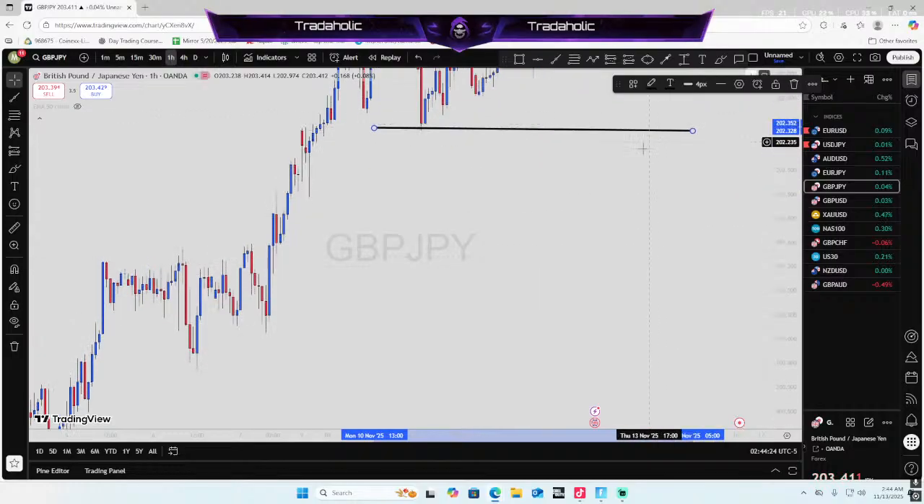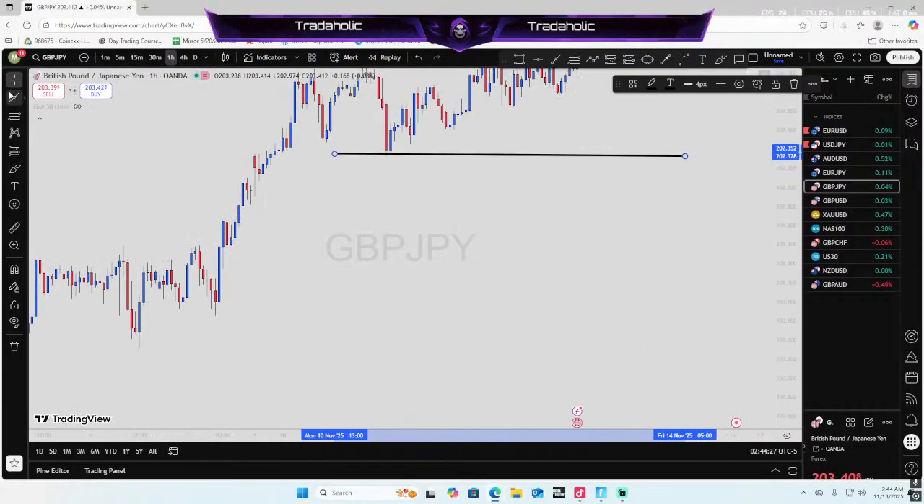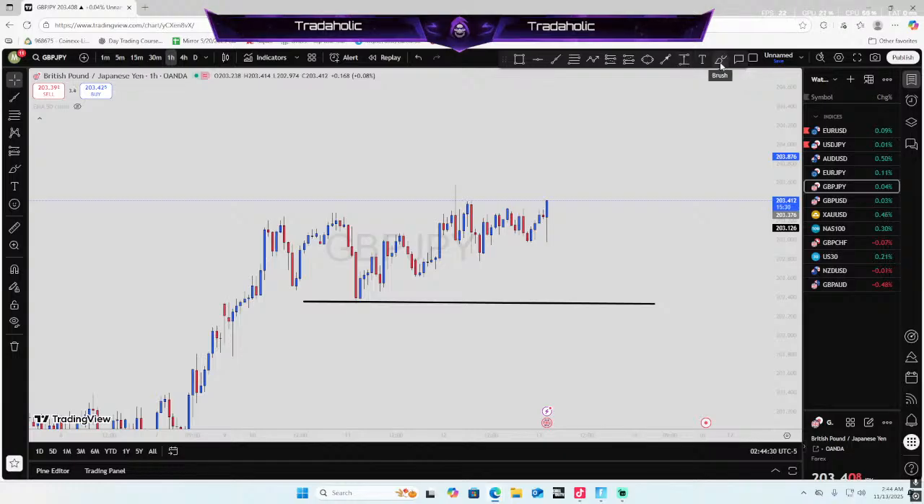Let's go to the 1-hour time frame. Look at the 1-hour time frame. We are overall bullish here as well. Real quick. Alright, 1-hour time frame, overall bullish as well.